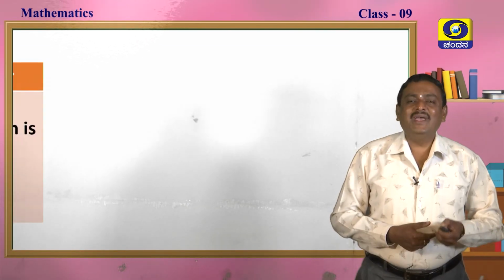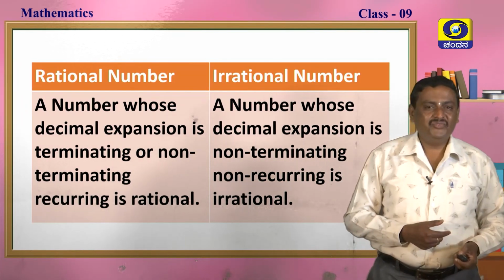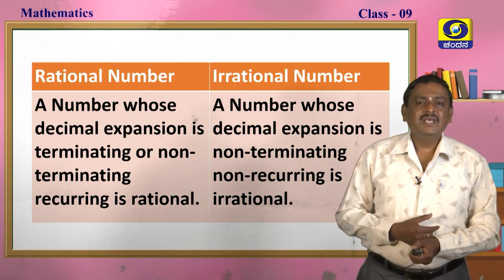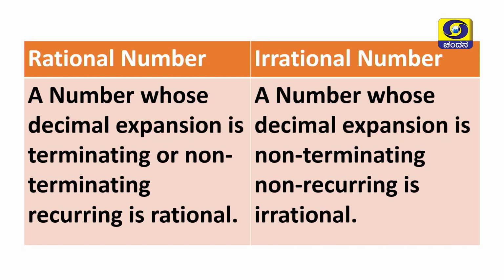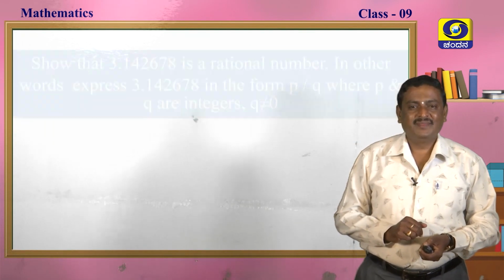By these 2 examples, we get a new definition for rational and irrational numbers. A number whose decimal expansion is terminating or non-terminating recurring is a rational number. A number whose decimal expansion is non-terminating non-recurring is an irrational number. See, note down my dear students, this is the new definition we learned today. Let us move on further.